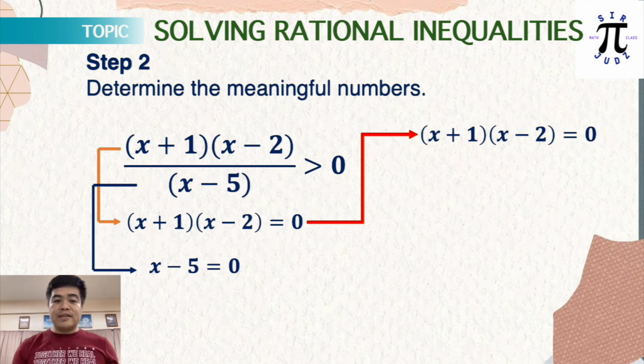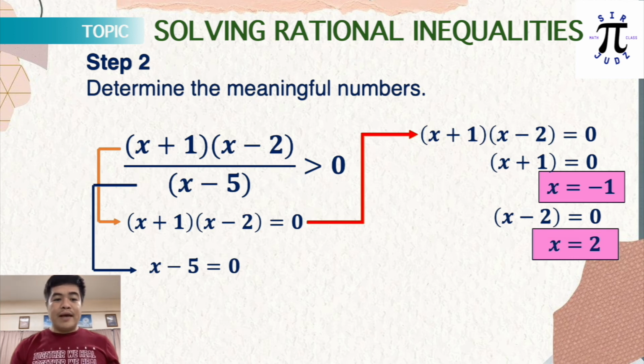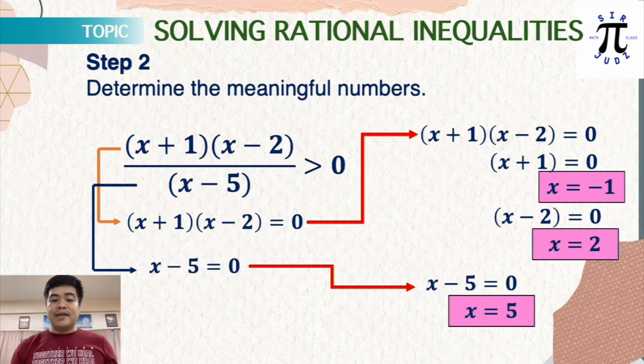To solve for x, we have our first factor, x plus 1 equal to 0. Then our x equal to -1. Our second factor, x minus 2 equal to 0. So our x equal to 2. And for our denominator, x minus 5 equal to 0, our x is 5. So we have 3 meaningful numbers here. You have -1, 2, and 5.